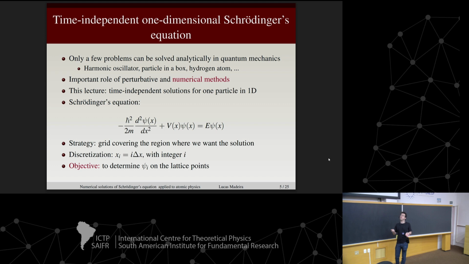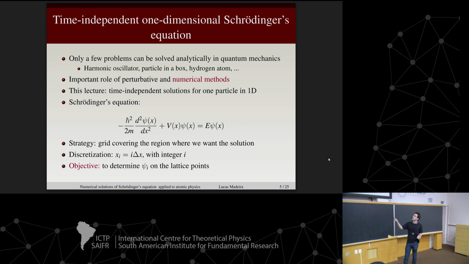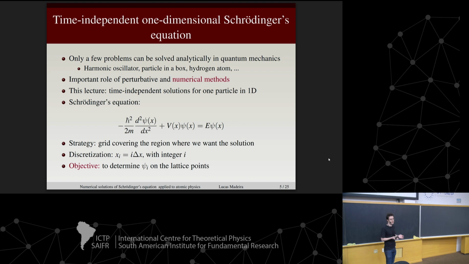So as I said, in this lecture, we're going to see the time-independent solutions for one particle in 1D for the Schrödinger equation for a particular potential here. And we are going to take a different approach from the one that we take when we solve things analytically. When we solve things analytically, we get a wave function whose values we know in a continuous range of x, right? You can put pretty much any x there and you get the wave function.